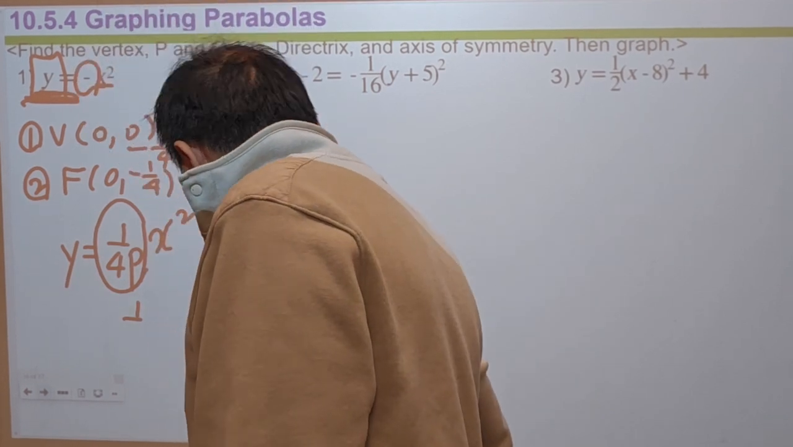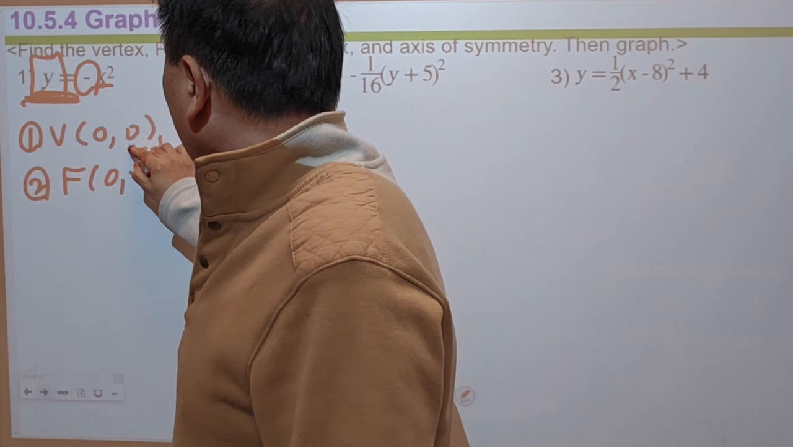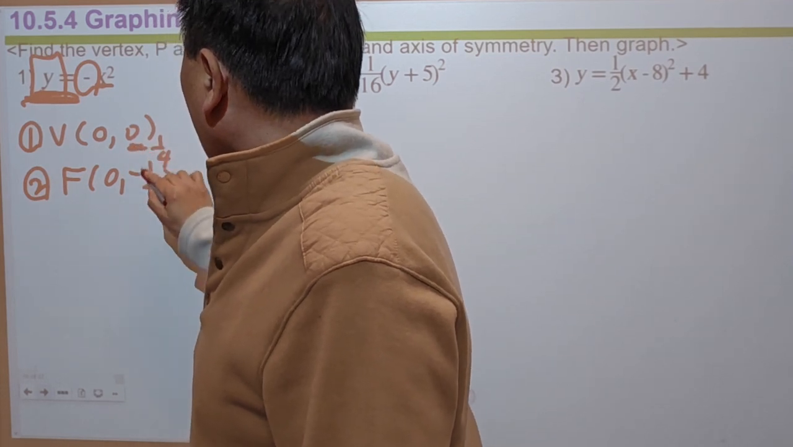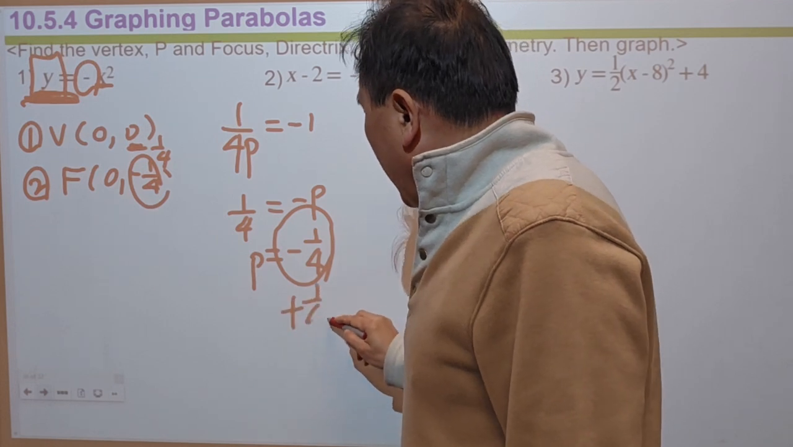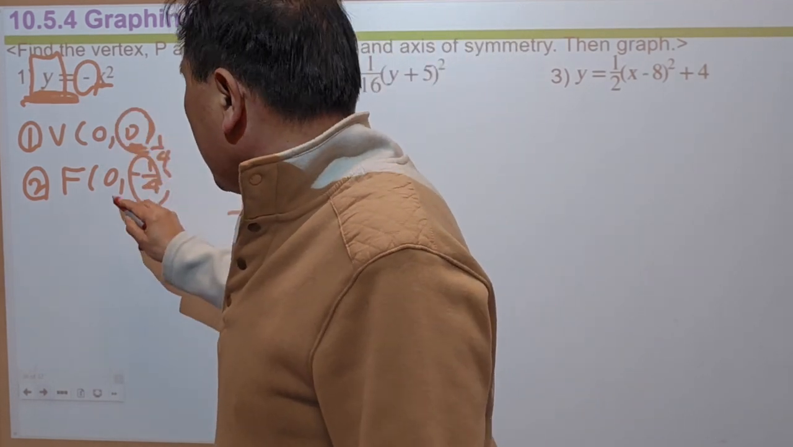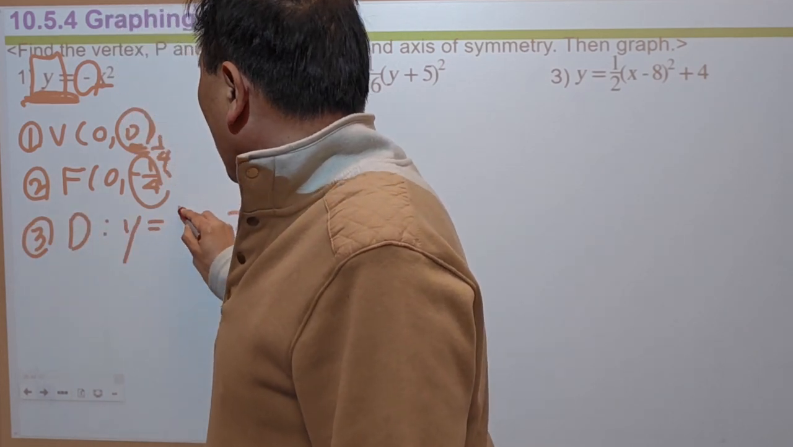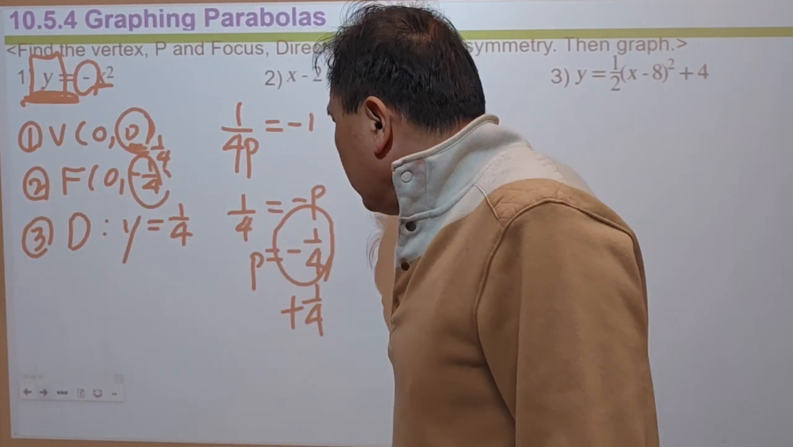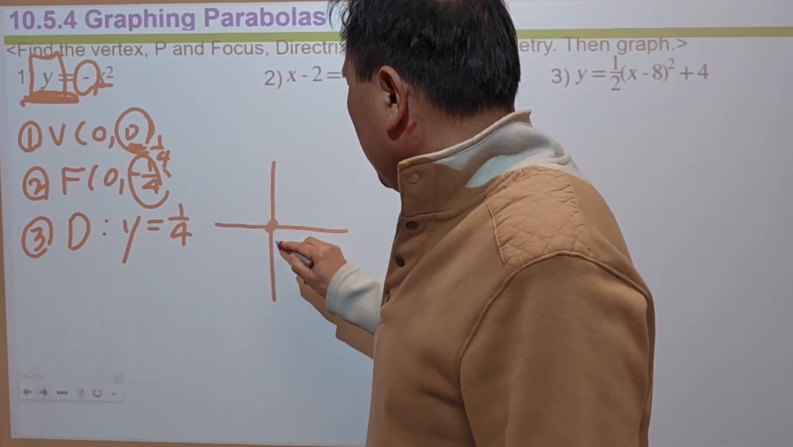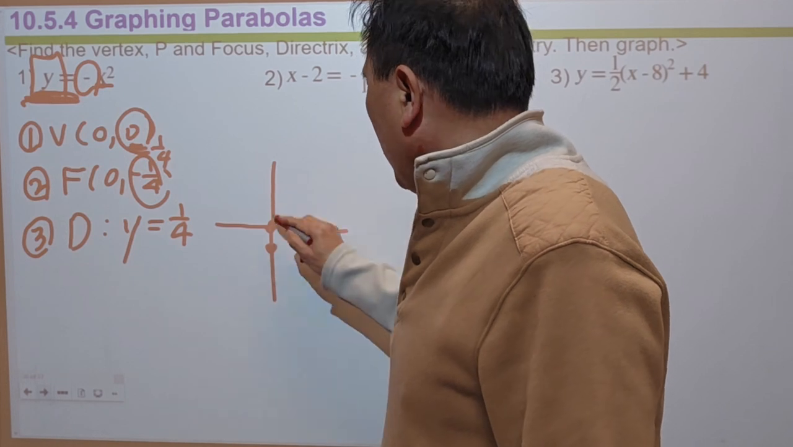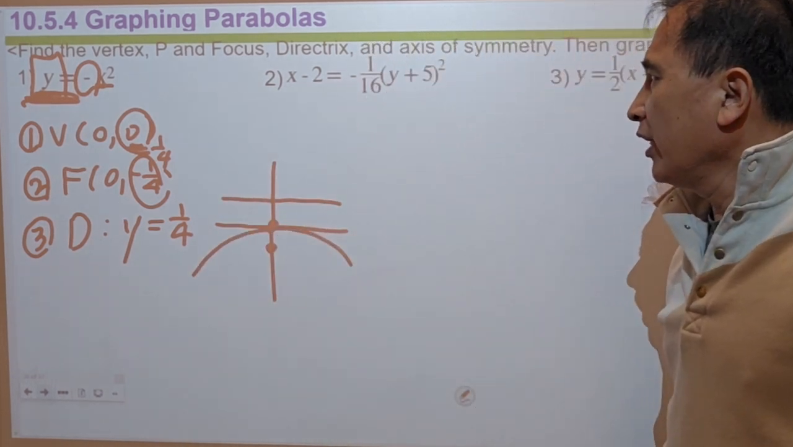That's the focus. And the directrix is always on the opposite side from the vertex. So p is negative 1/4, and then you add 1/4 to y. So y equals 1/4. That's the directrix. So the graph is going to be something like this. You go to (0, 0) here, then (0, negative 1/4), and then the line y equals 1/4 there. The parabola goes around like this. The graph will be like that.